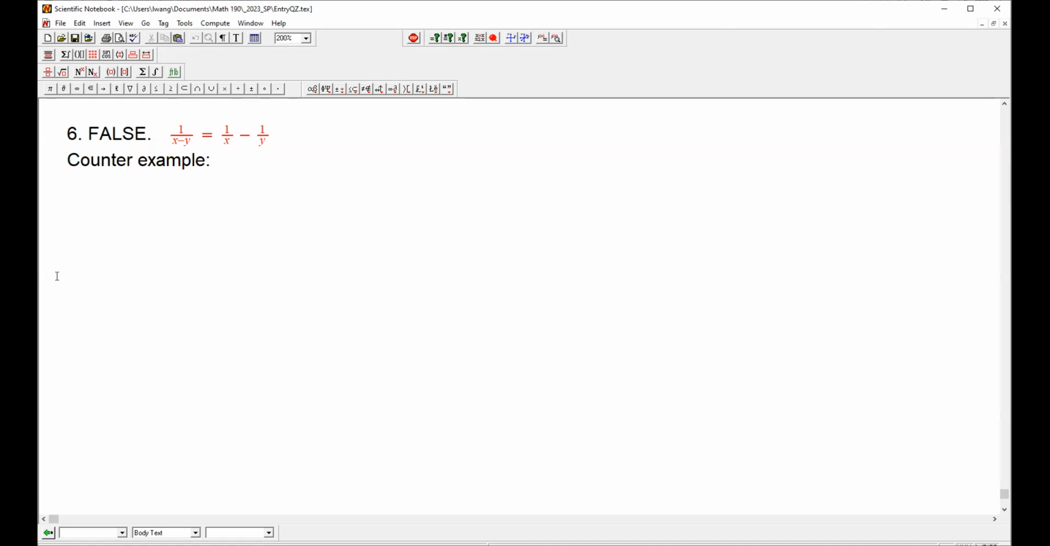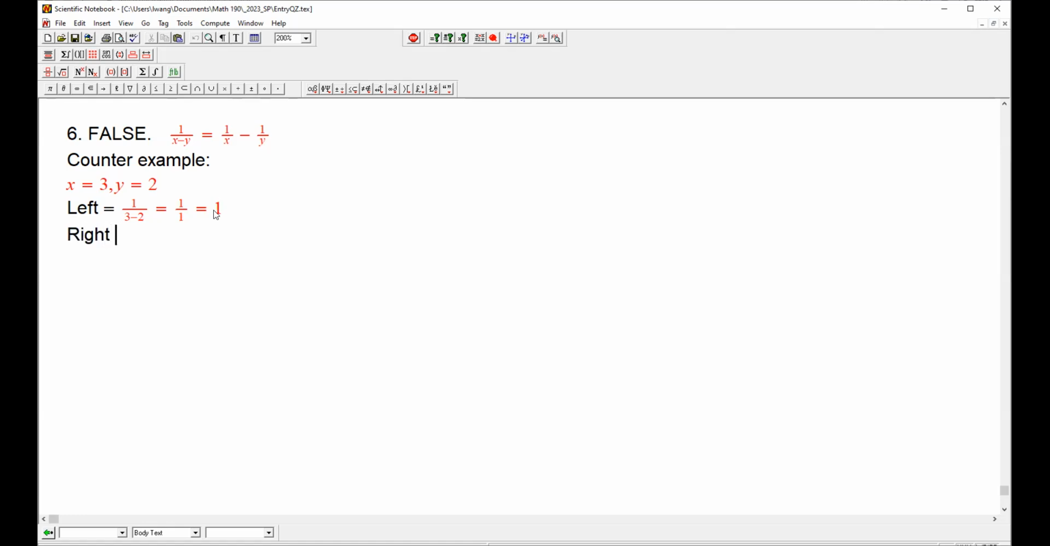Counterexample. As long as you don't take x equals y, because you're going to make a zero denominator, that'll be fine. Suppose I choose x equals 3, y equals 2. I'm just picking some random numbers. On the left-hand side, it's 1 over x minus y, which is 3 minus 2. That equals 1 over 1, 1 divided by 1. Order of operation, you do 3 minus 2 first, and that equals 1.